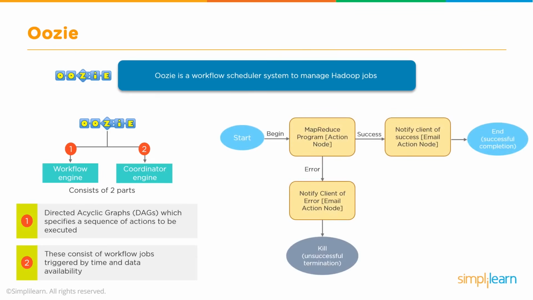And so we can see here we have start, our MapReduce program, our action node, and it begins, and either we have a success, then we notify the client of success, usually an email is sent out on successful completion. Or we don't have a success, we have an error. Notify client of error, email action node, kill unsuccessful. Termination.